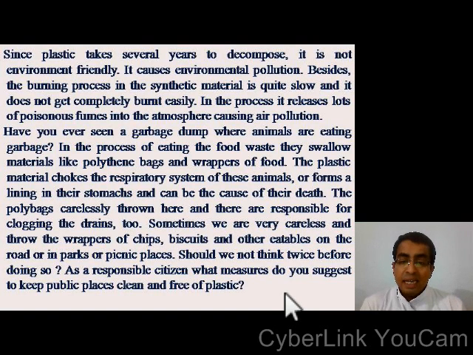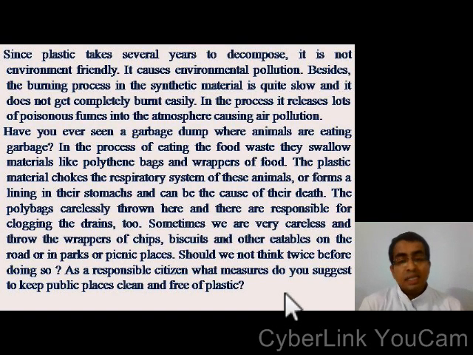The polybags carelessly thrown here and there are responsible for clogging the drains too. Sometimes we are very careless and throw the wrappers of chips, biscuits, and other eatables on the road or in parks or picnic places. Should we not think twice before doing so? As a responsible citizen, what measures do you suggest to keep public places clean and free of plastic?